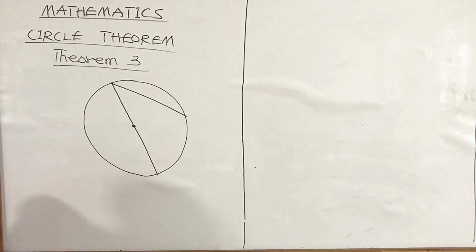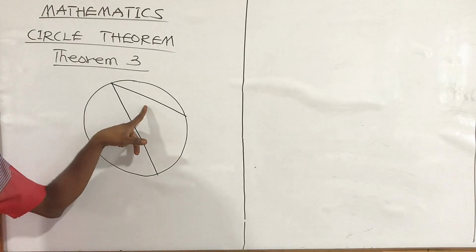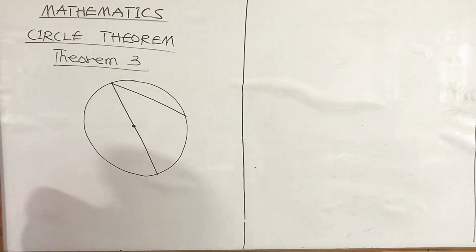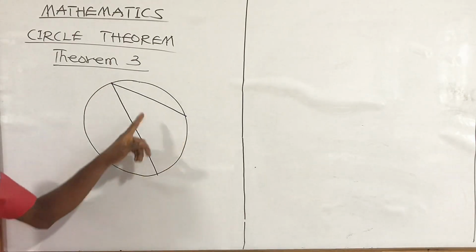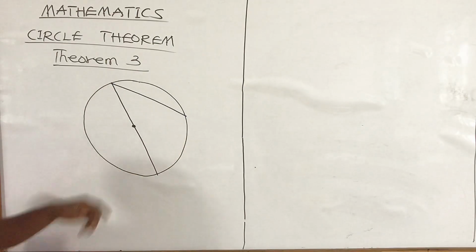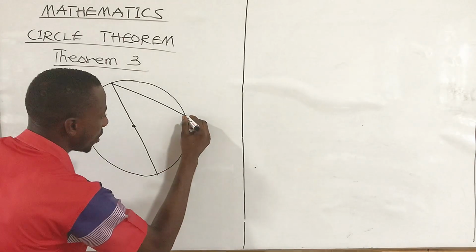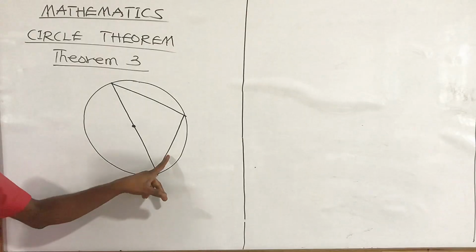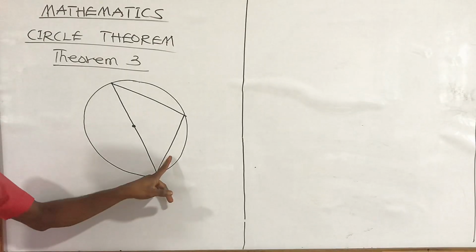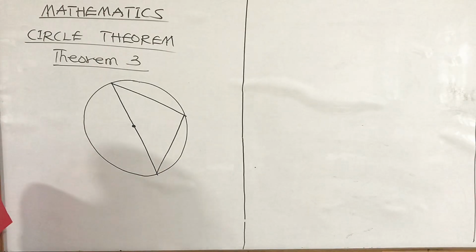We have another line here. What name is given to this line? It's a chord because it's drawn from one part of the circle to another part without passing through the center. And what do you think this line will also be? This line is also a chord.